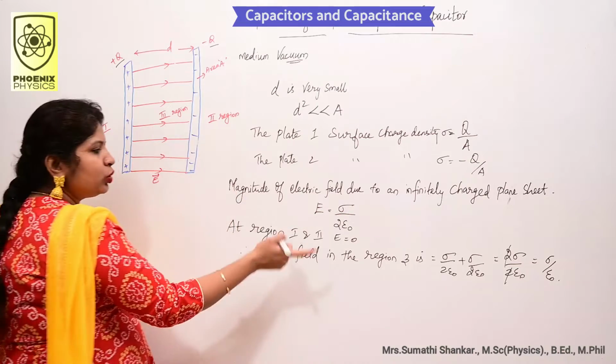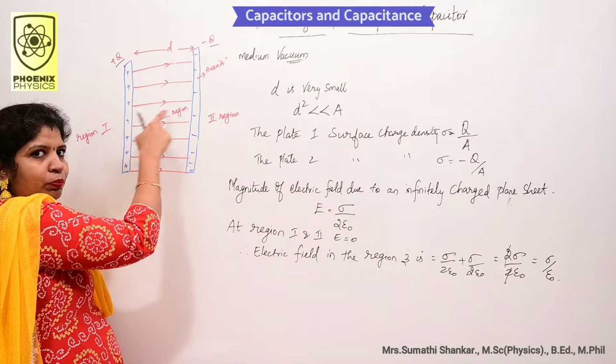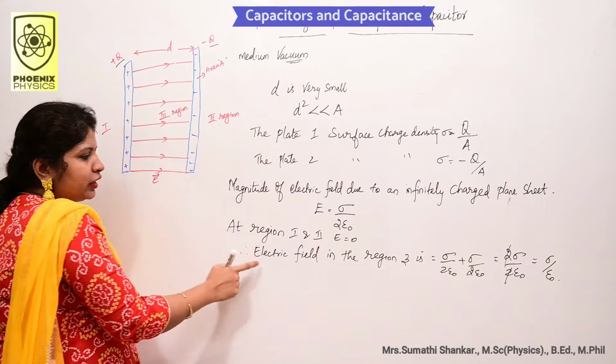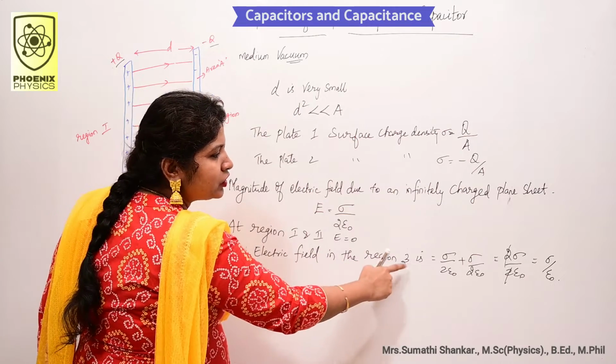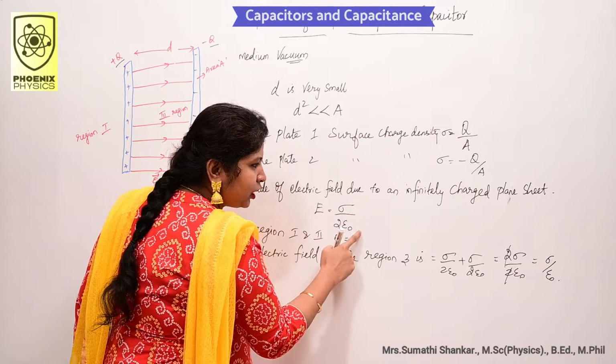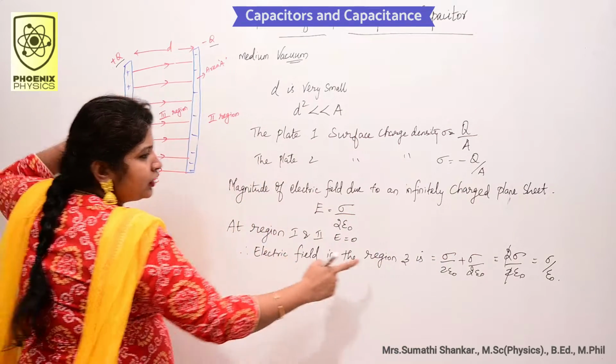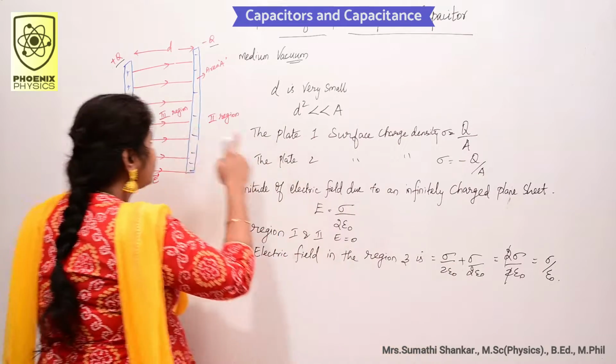Okay, which one is our region 3? Between the two plates is our region 3. So the electric field in region 3 is sigma by 2 epsilon naught. This is for this plate. This sigma by 2 epsilon naught is for this plate.